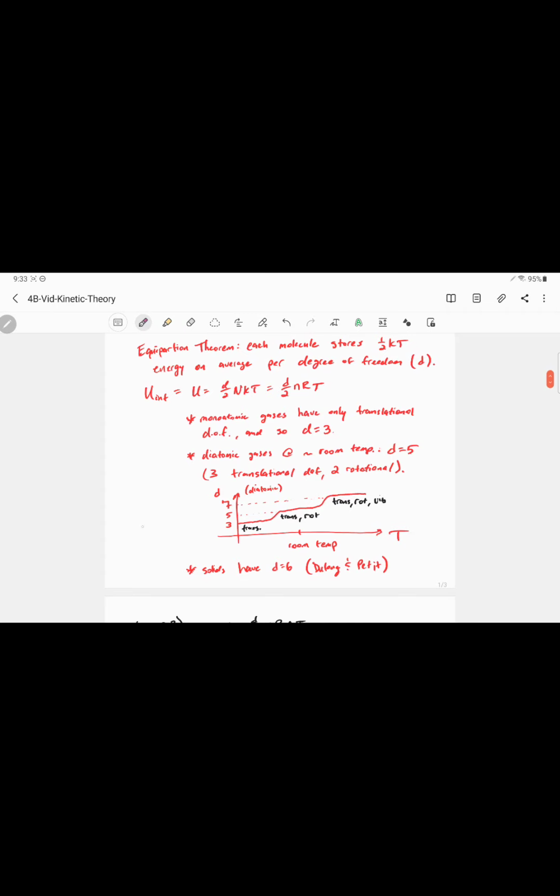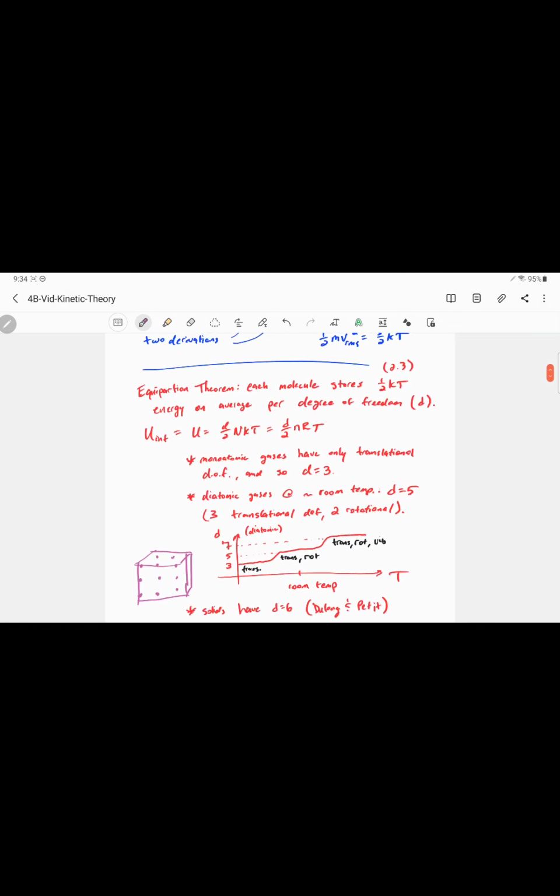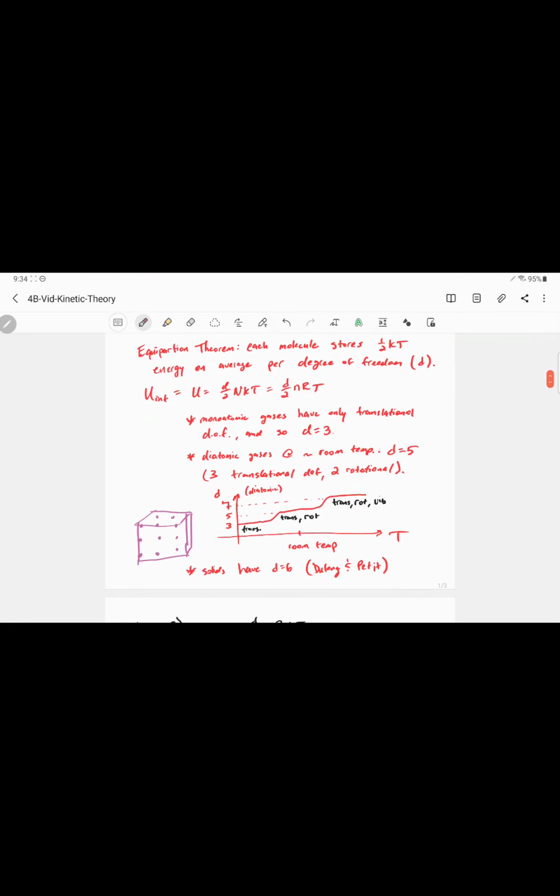Solids. So if you have atoms all stuck together in some lattice, imagine some 3D lattice here. I can't draw, I think. Yeah, close enough. So you have molecules in 3D. They're not free to move around. There's no translational degrees of freedom. There's no rotational degrees of freedom. But these molecules can vibrate along 3 different dimensions. And remember, we get 2 degrees of freedom for each of those dimensions that it vibrates along. So actually, solids all have 6 degrees of freedom.